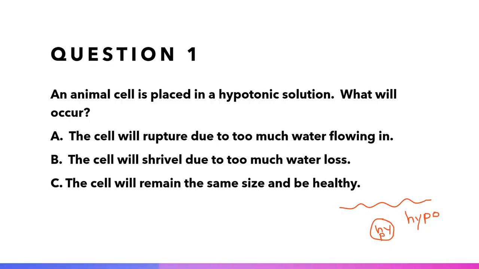I'm going to run out of room to write hyper here. But it's hypertonic, so it has greater solutes compared to the outside. So we know that water will move from hypo to hyper. So water will go into the cell. Which one of these matches? It says the cell will rupture due to too much water flow coming in. I kind of like that. The cell will shrivel due to too much water loss. Nope, it's not going to shrivel. The cell will remain the same size and be healthy. Nope, water is going to go into the cell. So A is our answer for that question.